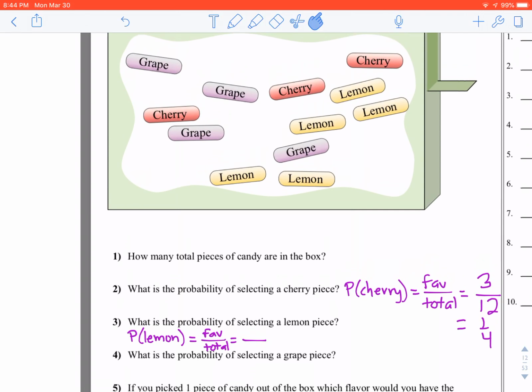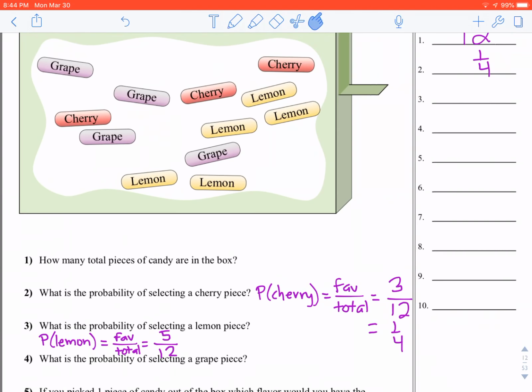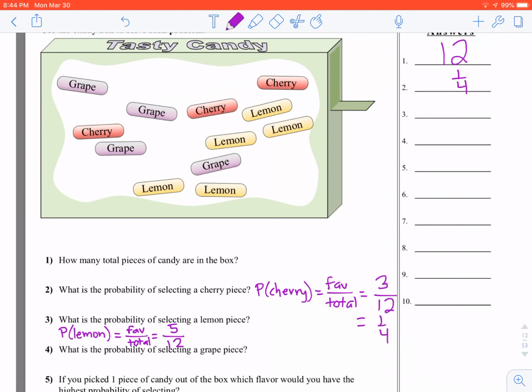So let's count our lemon together. 1, 2, 3, 4, 5. There are 5 pieces of lemon candy, and there's still a total of 12 pieces of candy. Eventually, you will get into situations with me where the total won't always stay the same when we're talking about compound probabilities. That will come in about 2 weeks. So for number 3, 5 divided by 12 is already completely simplified. Again, if you're not sure, utilize your calculator. 5 divided by 12, math, enter, enter.